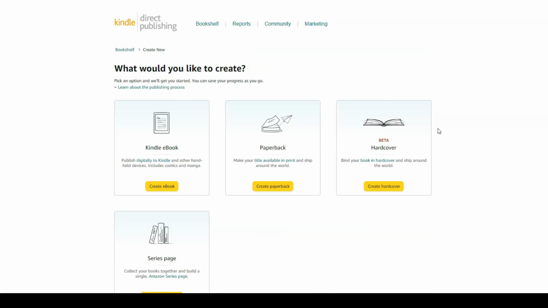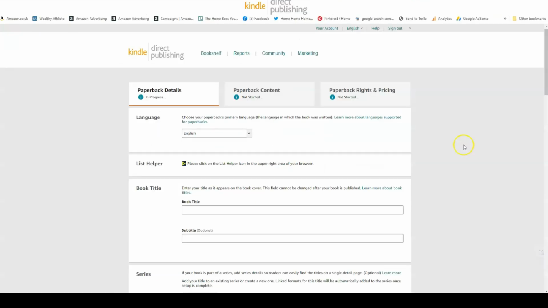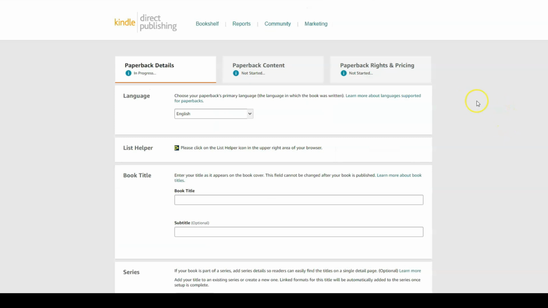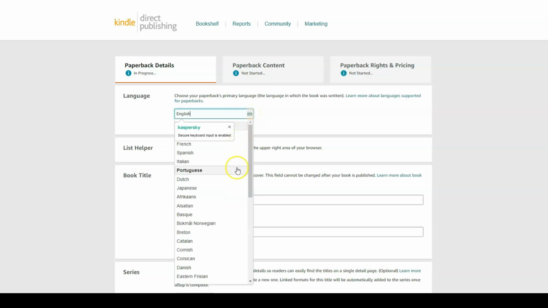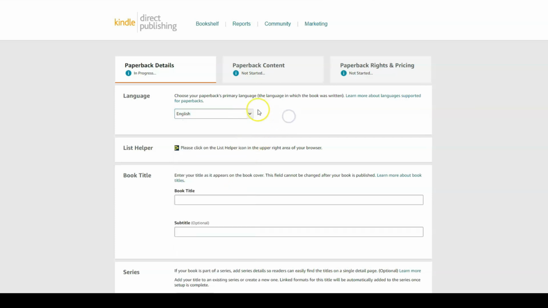Once you click on Create, we want to create a paperback, so that's what we're going to click here, Create Paperback. And this will take us to this page, which is where we can upload our book. So the first thing we are going to enter is our language, and it's already on the default language, which is English. But if you're publishing a book in a different language, you can choose it from here. I'm going to keep mine on English.